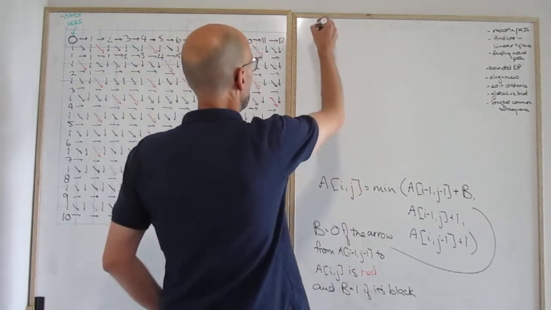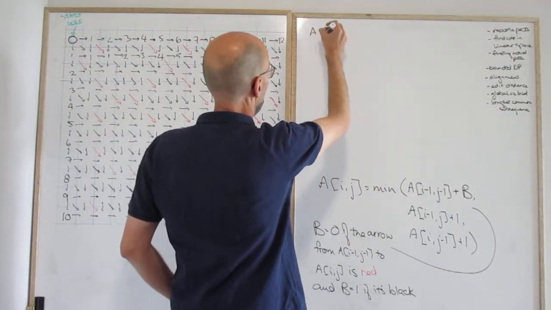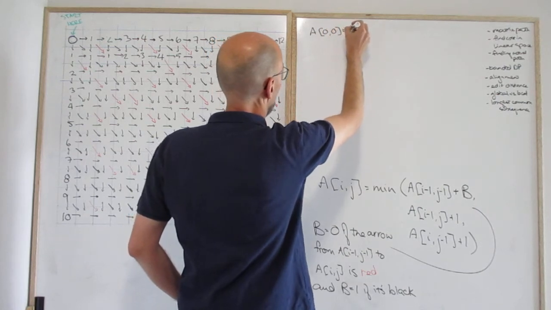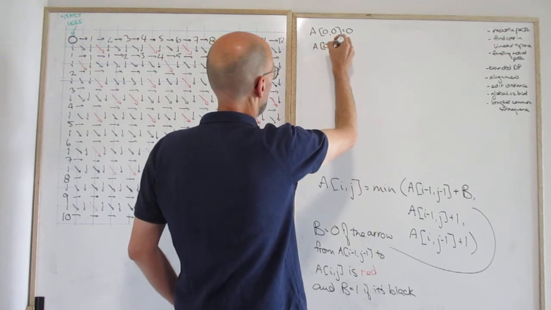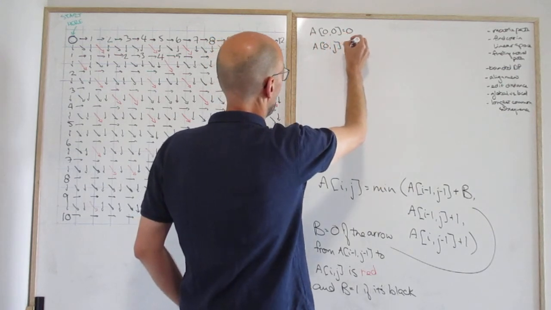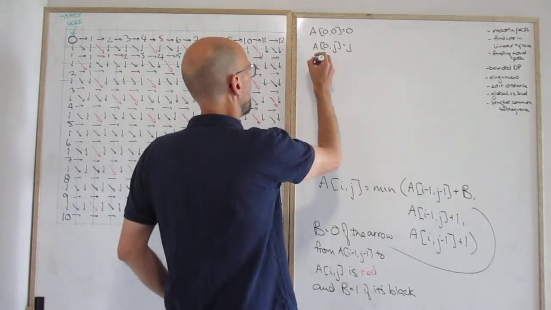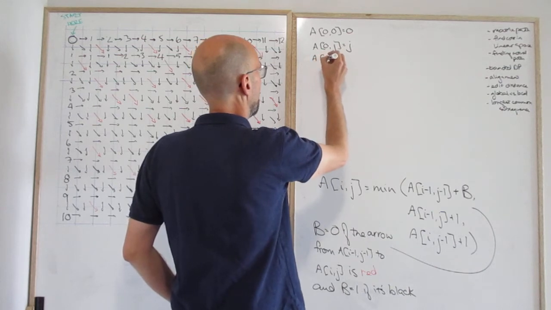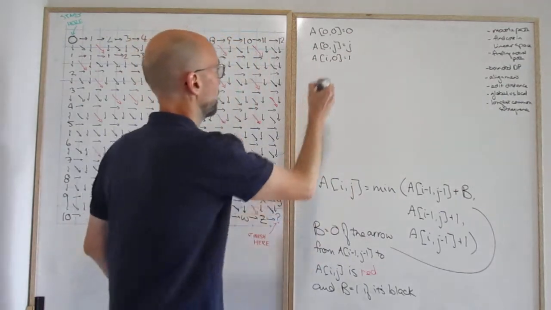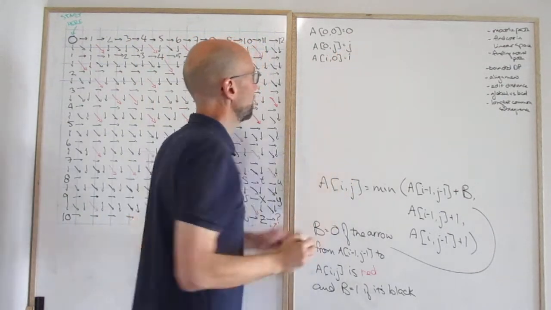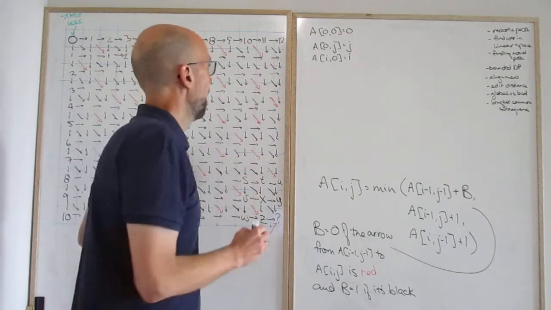So what we would do would be like, okay, A 0 0 equals 0. A 0 j equals j. So actually that subsumes this, but whatever. A i 0 equals i. This is an i. Can people read this? Okay.